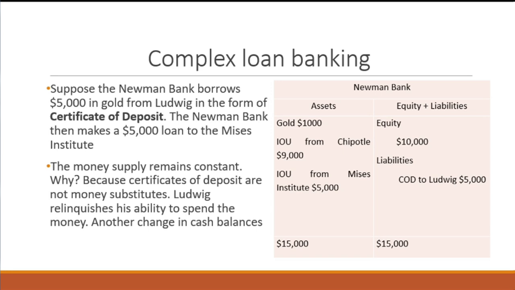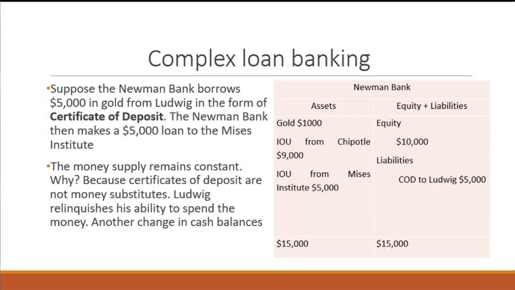So a certificate of deposit is a financial instrument you can purchase where if you put money in a one-year certificate of deposit, you're making a loan. You can't spend that money. You're relinquishing your ability to spend that money within the time frame of the certificate of deposit. Okay, so it's a loan. Ludwig is loaning to the Newman Bank. I'm promising to pay Ludwig interest in 1 year, and I'm going to take that money and lend it to someone else at higher interest. Okay, and I'm going to pocket the difference. This is compensating me for finding the borrower, the Mises Institute, as well as finding the lender, Ludwig.